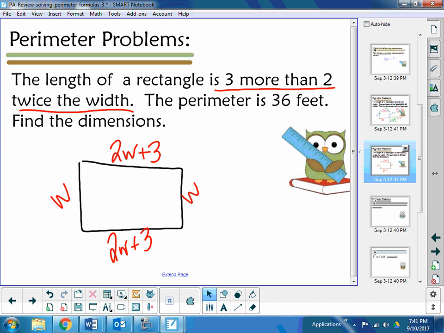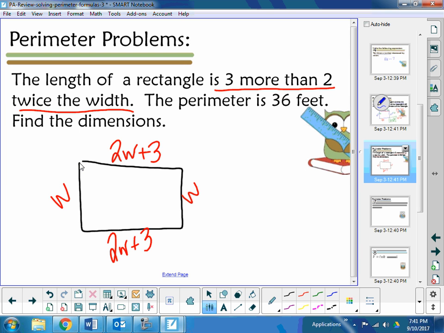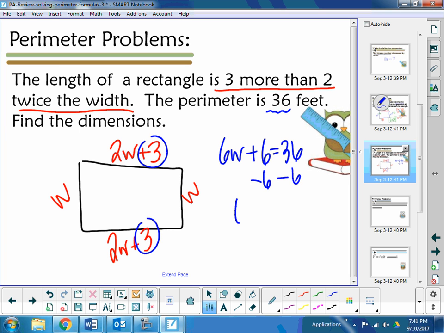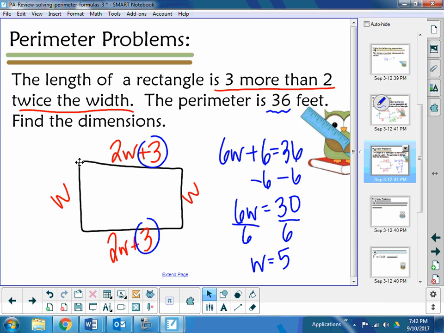So if we add all our W's together, we end up with 2 on the top, 2 on the bottom, that's 4. 1 on the left, 1 on the right, that's 5 and 6. We have 6W, plus I also have 3 and 3. That's a total of 6, equals, says our perimeter is 36 feet. So this is the equation I need to solve. I need to subtract 6 from both sides. So I have 6W equals 30. Divide both sides by 6. Our width is 5. Here we go.